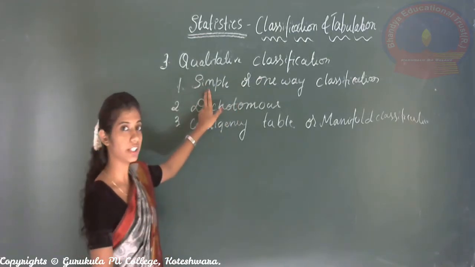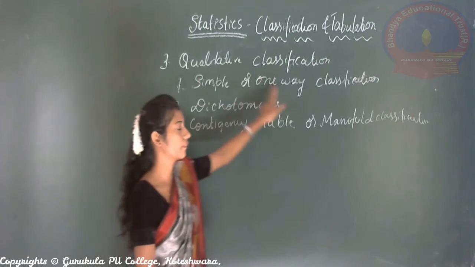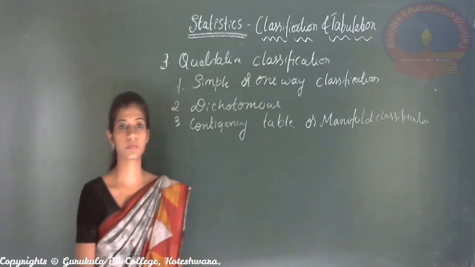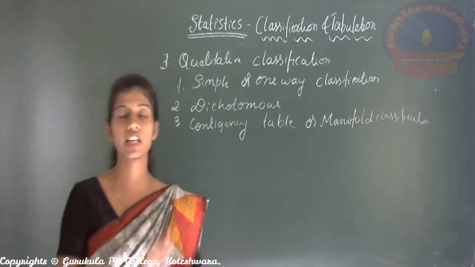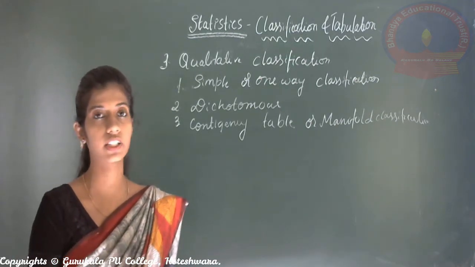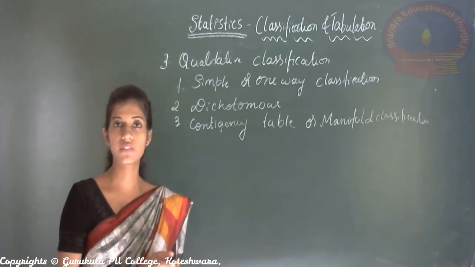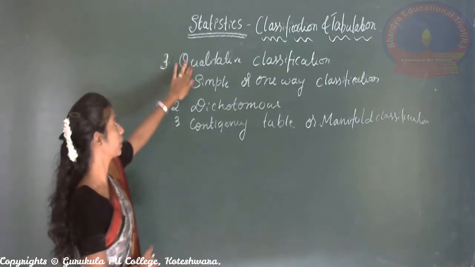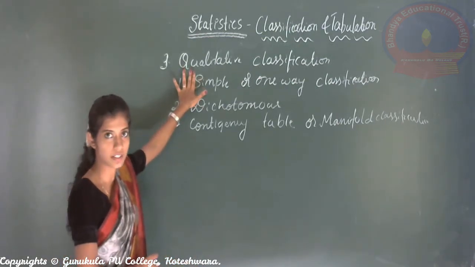First one is simple or one-way classification. Simple, the name itself indicates that it is a simple one. Here the classification should come under qualitative data itself.